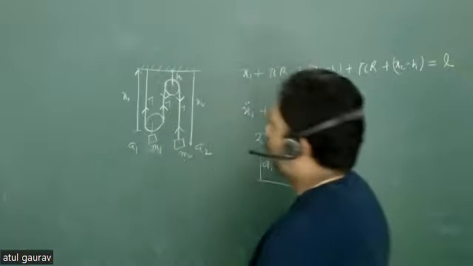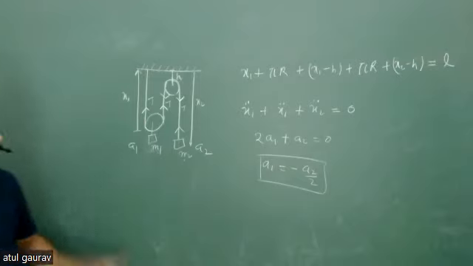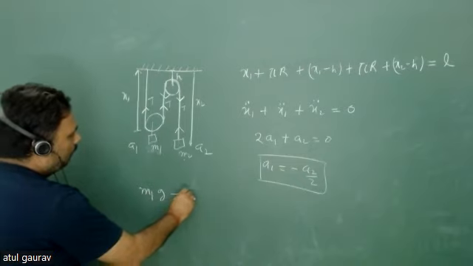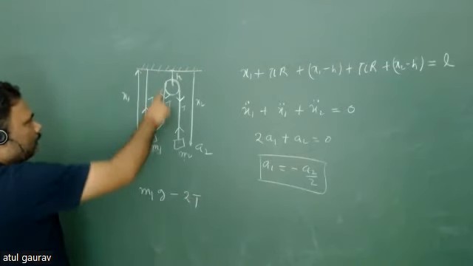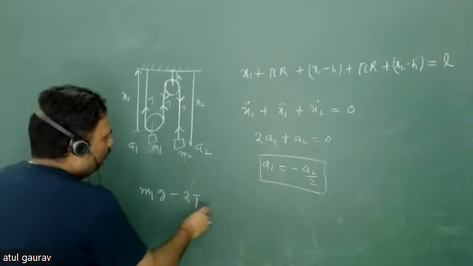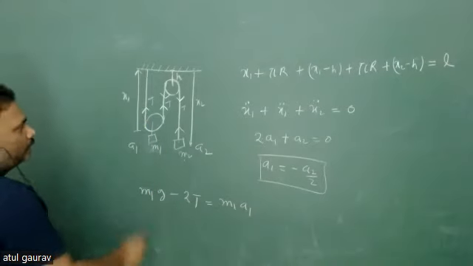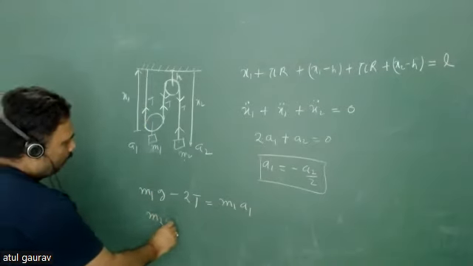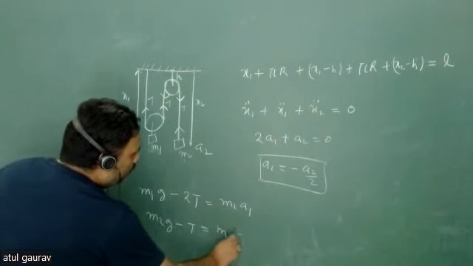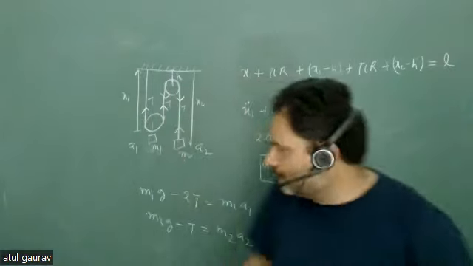Okay. So now you can write your equation of motion and you can easily solve it. What will be the equation of motion for this one? M1G minus 2T. Look here, 2 tensions are pulling and balancing this M1G. M1G minus 2T is equal to M1A1. Second equation, what will this be? M2G minus T is equal to what? M2A2. And the third equation is this one.